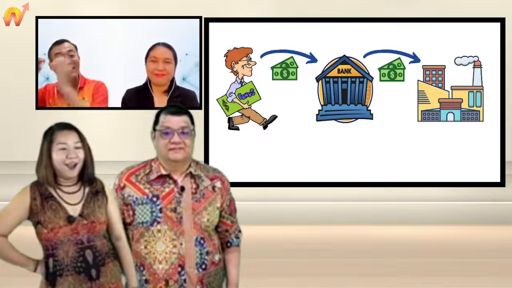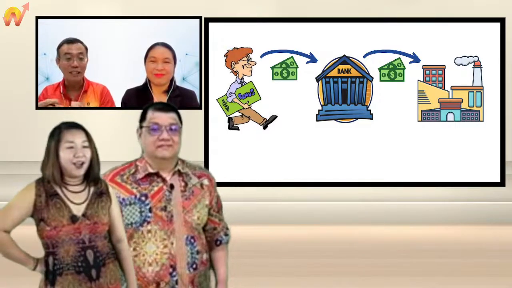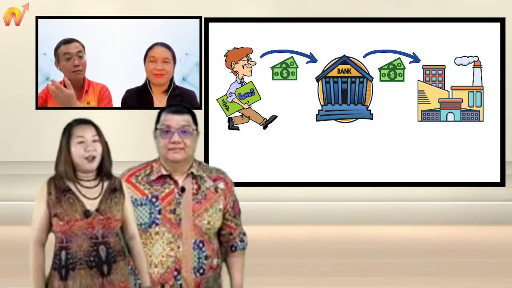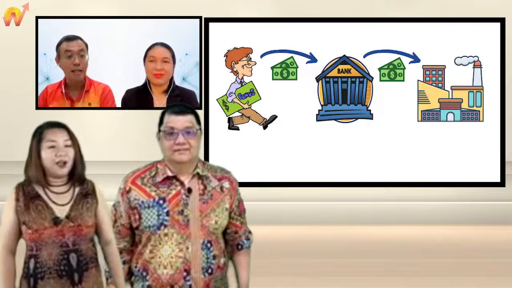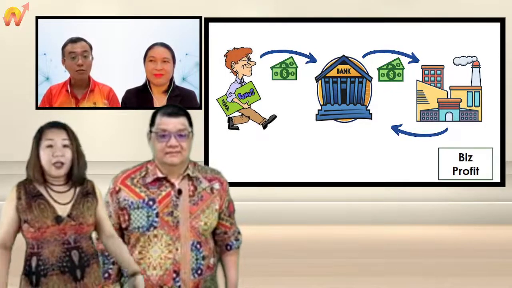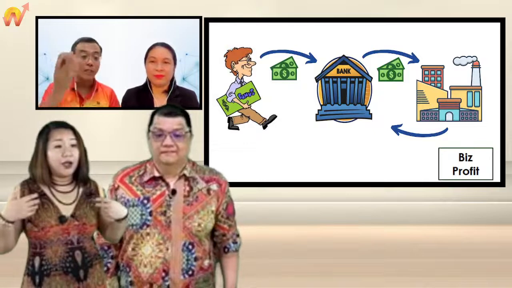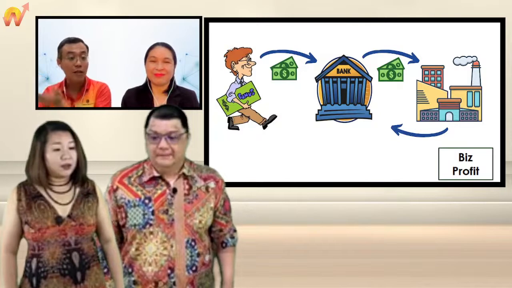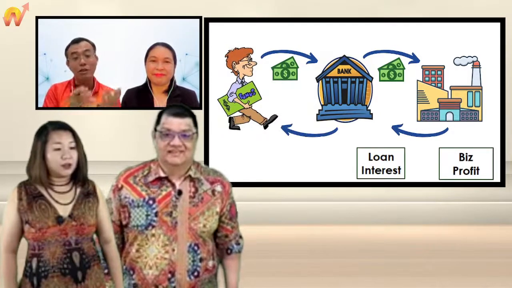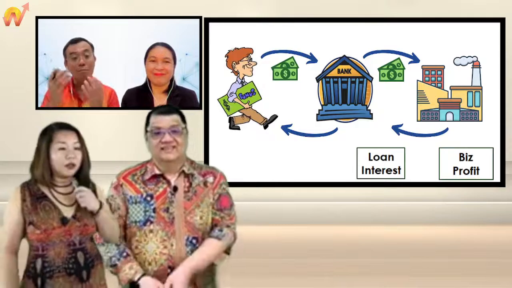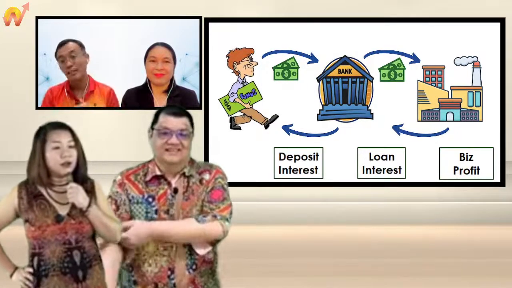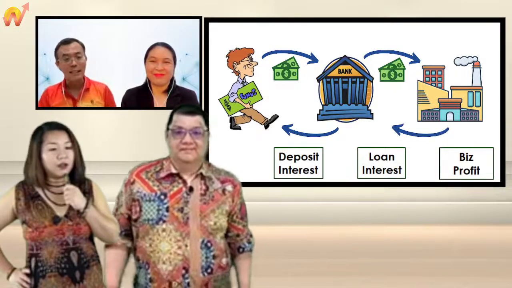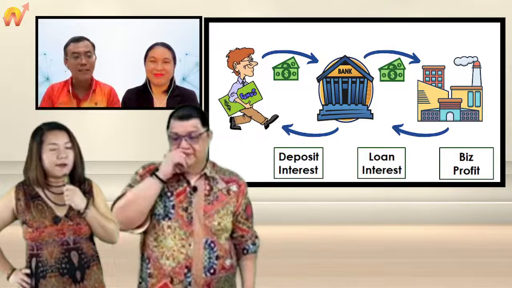Okay, so when it goes to this industry, this business or whatever, they will use this money that they borrowed and they will come up with products and sell them off, and they'll have a business profit. So in here, there will be business profit, and then this factory will have to return this money to the bank, which is the loan interest, and then bank will give us the deposit interest. So in these three things, which one, Kitty or Siwa, do you think is bigger?